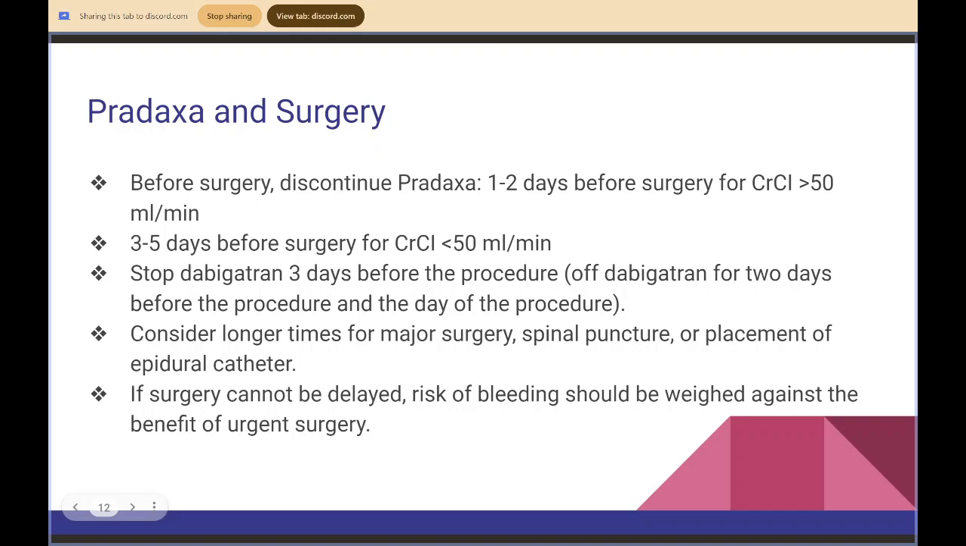All right. Now, Pradaxa and surgery. Before surgery, we want to discontinue Pradaxa 1 to 2 days before surgery for creatinine clearance that's greater than 50 mL per minute, and 3 to 5 days before surgery if creatinine clearance is less than 50 mL. Make sure that you stop Pradaxa 3 days before the procedure, 2 days prior, and the day of. Consider longer times for major surgeries, and if the surgery cannot be delayed, the risk of bleeding should be weighed against the benefit of urgent surgery.